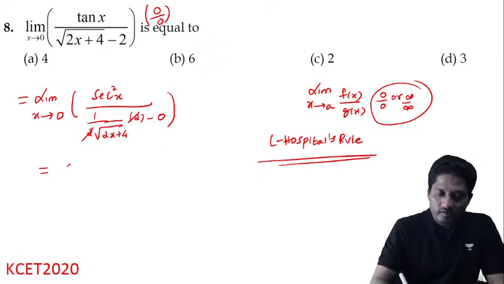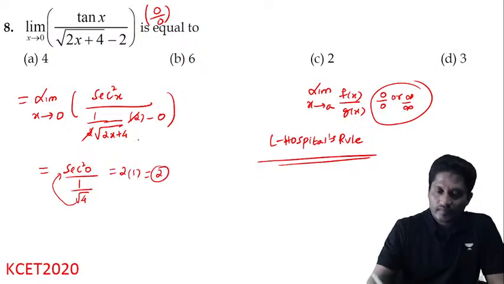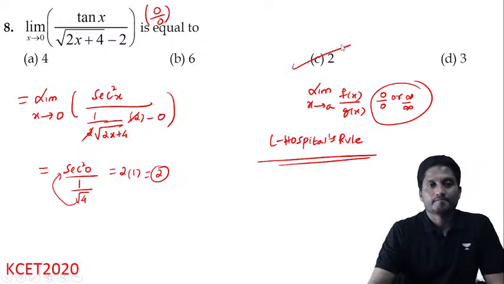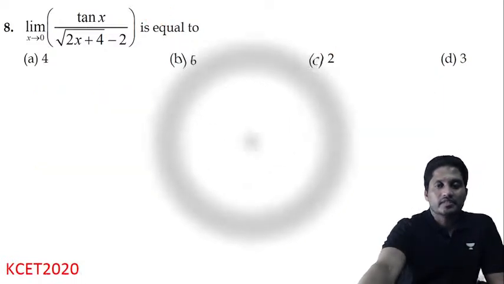Now x is tending to 0. You will get sec square 0 divided by 1 by root 4. This goes to the numerator. Root 4 is 2, and sec square 0 is 1. So answer is 2. Answer is option C. Let's move to the next question.